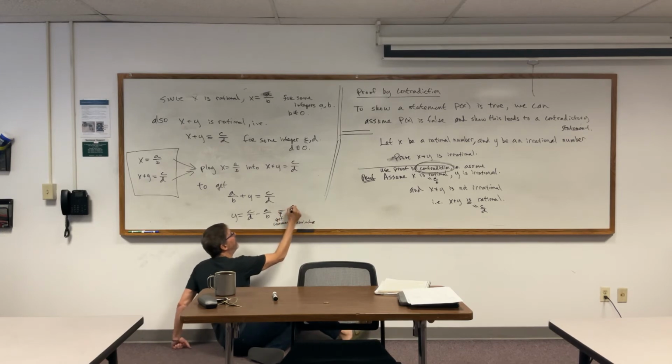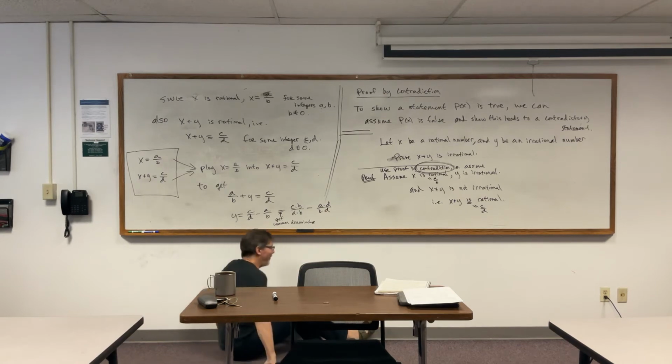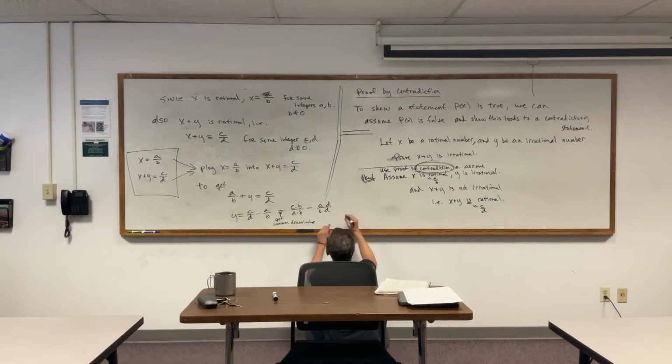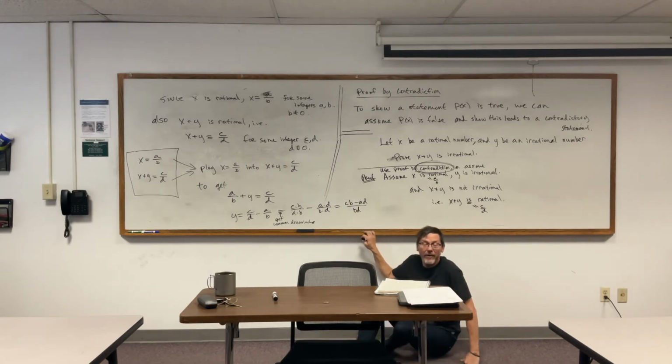And so this is going to be c times b over d times b, minus a times d over b times d. And then I put them together. And this is CB minus AD over DB, or BD, whatever you want. All righty, where's my contradiction?